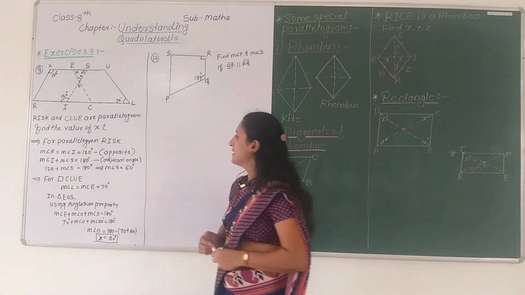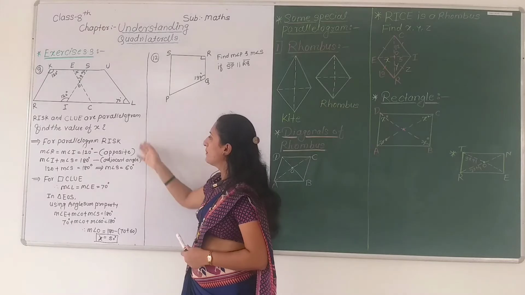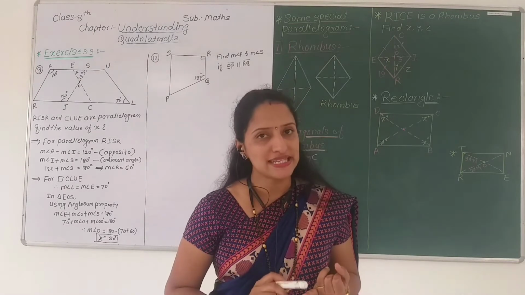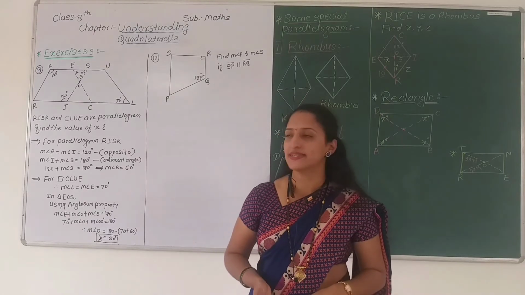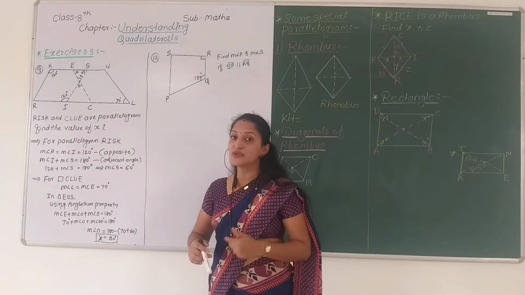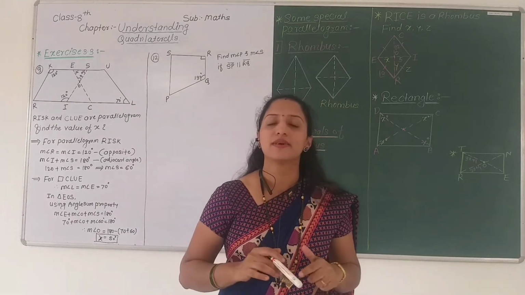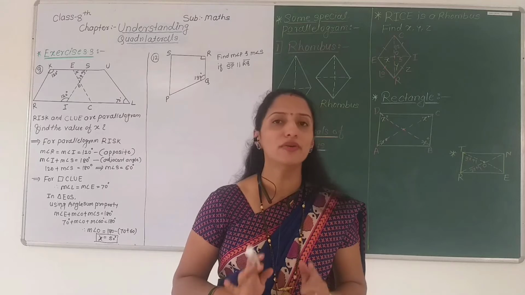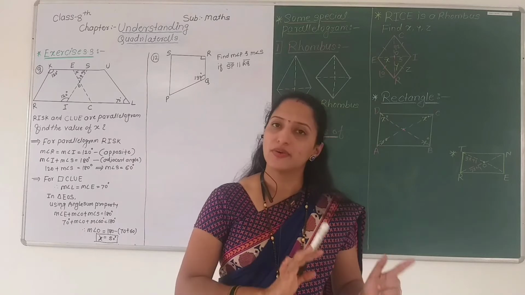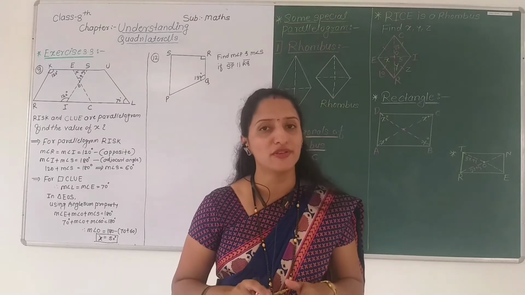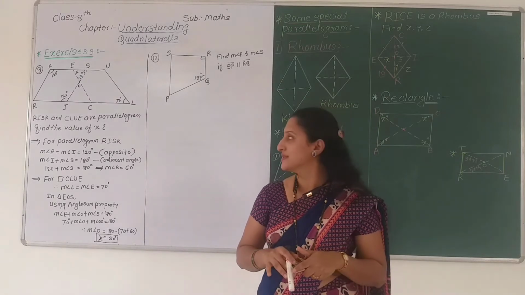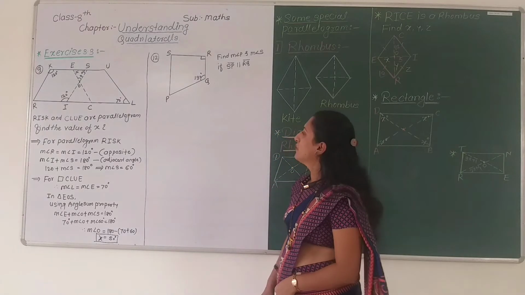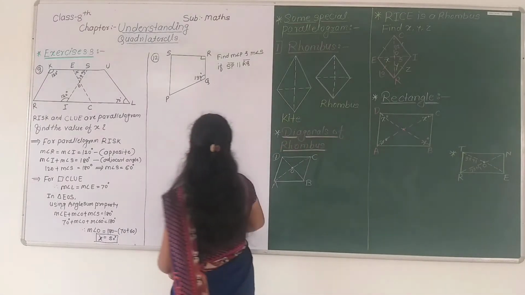Right students? Here we use two properties of parallelograms. Which are they? Opposite angles are the same and adjacent angles are supplementary. Also here we use the angle sum property of a triangle. So you have to remember all these basic properties about quadrilaterals, or we can say all the polygons. Right? Understood everyone? Yes.